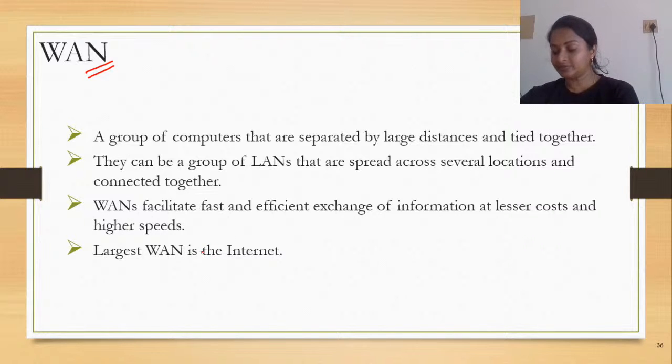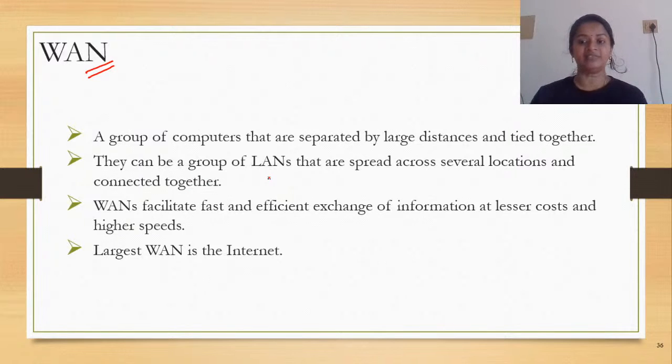Now herein again it is a network. So you would have a group of computers that are separated by large distances and tied together, right? Again, you're talking about a group of computers, because you're talking about a network here. How are they separated? They are separated by larger distances and tied together in the form of a WAN. Now, there can be a group of LANs.